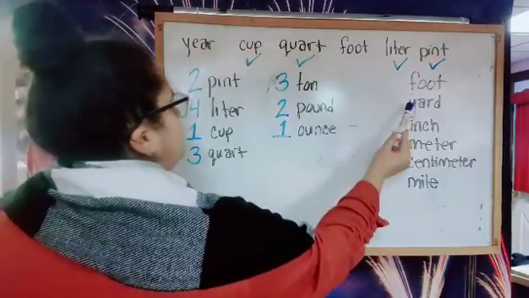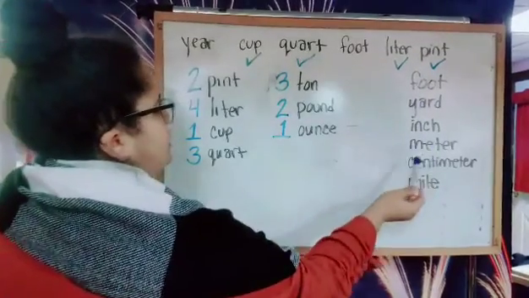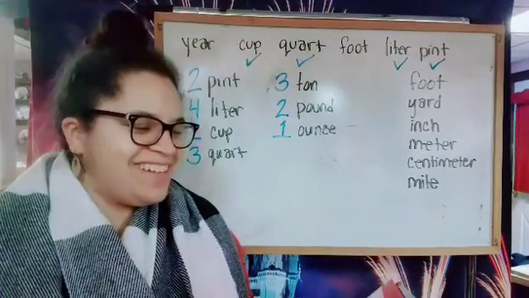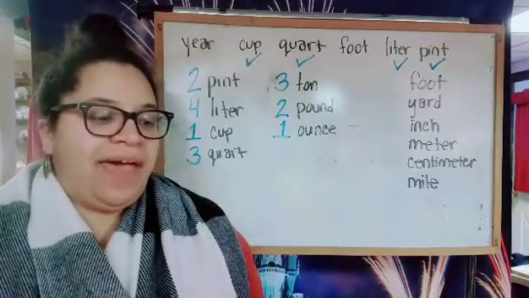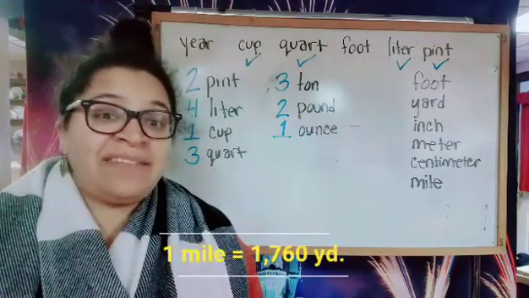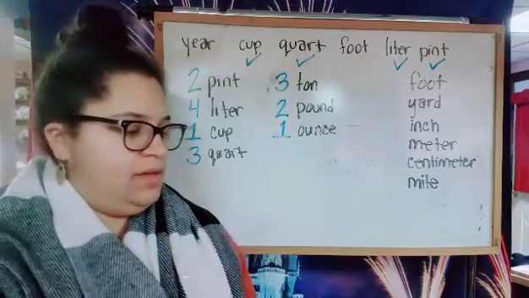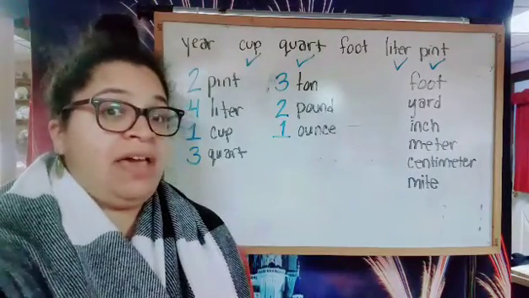And our last list is a little bit longer. We have foot, yard, inch, meter, centimeter, mile. So we know that 1 mile equals 5,280 feet. A mile also equals 1,760 yards. So those are our mile measurements.